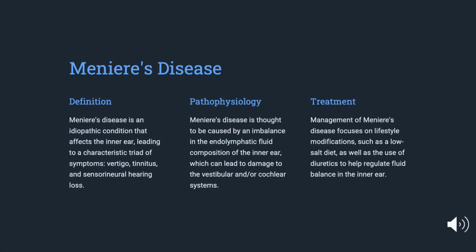Meniere's disease is an idiopathic inner ear disorder characterized by a triad of symptoms: vertigo, tinnitus, and sensorineural hearing loss. The condition is believed to arise from abnormalities in the endolymphatic fluid composition, resulting in damage to the vestibular and/or cochlear systems. Treatment of Meniere's disease typically involves lifestyle modifications, such as adopting a low-salt diet, along with the use of diuretics to regulate fluid balance within the inner ear.